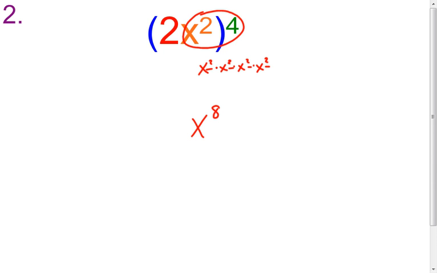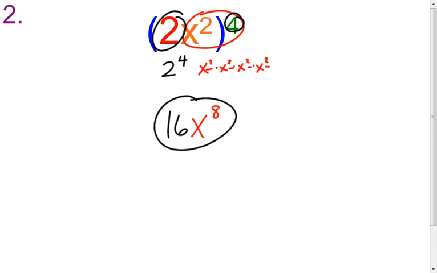Many people forget that they have to take 2 to the 4th power as well. So I do need to take here 2 to the 4th power, and 2 to the 4th power is 2 times 2 times 2 times 2. 2 times 2 is 4, times 2 is 8, times 2 is 16. So my final answer here should be 16x to the 8th.